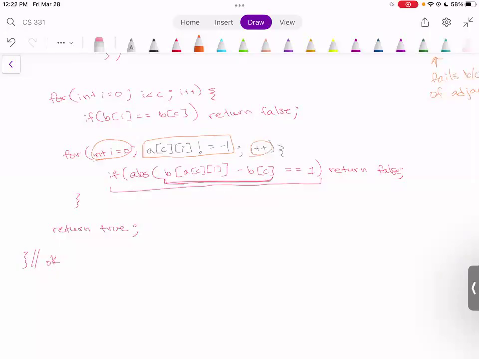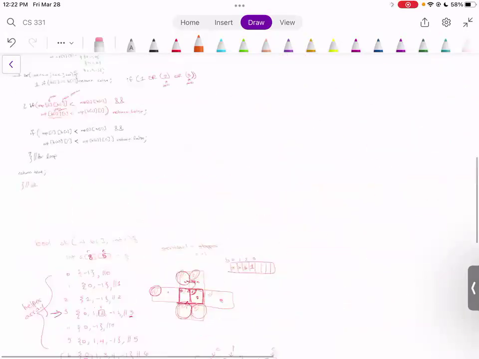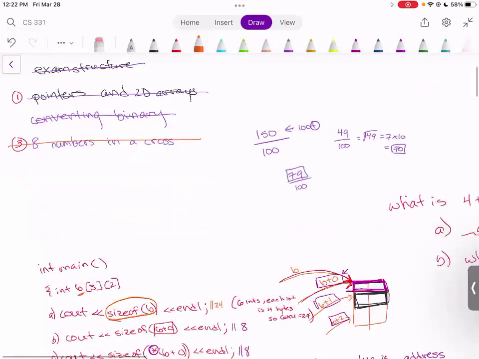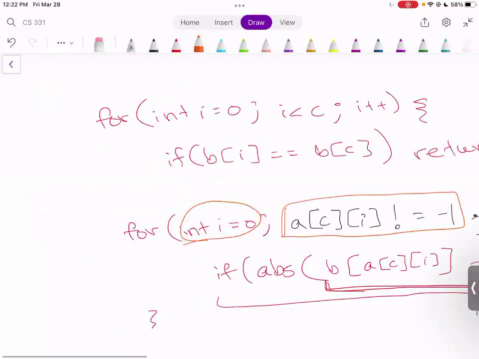Any other questions about this? Okay, great. So, let's see, what else was there up here? We did 8 numbers in a cross. Okay, we can either do 8 queens, brute force way, go tos, or no go tos. Or if anybody has something else that they want to work on, happy to do it. Brute force? Okay. All right, let's do it then.